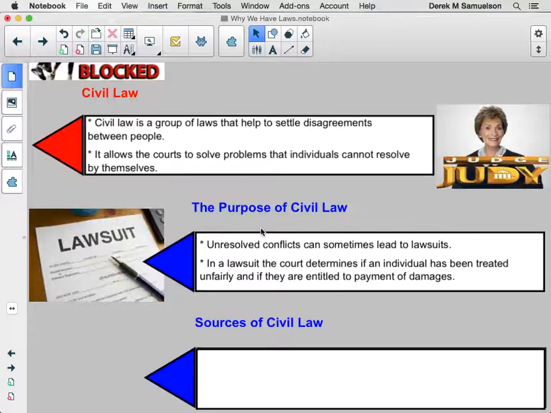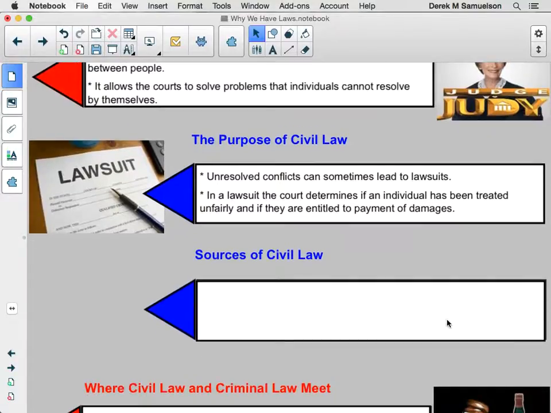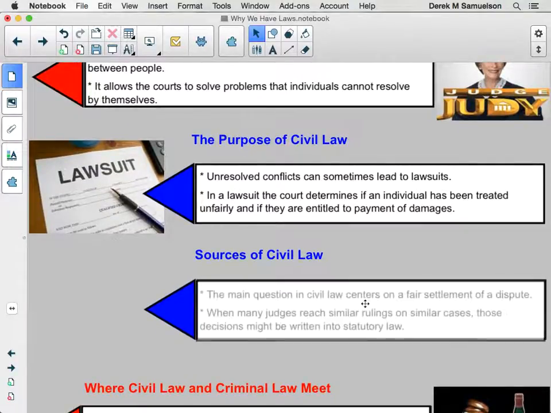Sometimes that conflict would lead to a lawsuit. The owner of the broken window would sue the individuals that broke that window. Now, in a lawsuit, the court is going to determine if an individual has been treated unfairly. If the person who had their window broken, that was not a fair act, that was an accident, and yet a fair compensation would be for the breaker of the window to pay for the damages. And then the court would decide that, yes, indeed, the person who hit the baseball has to pay a certain percentage of the damages for that window. Maybe the person who threw the baseball, a smaller percentage.